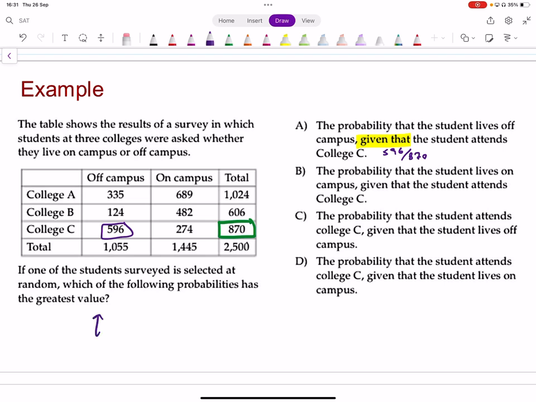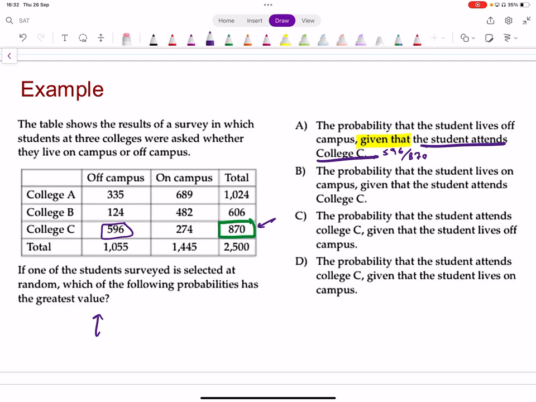Till here we were selecting from 2,500. Yes. But now in the option, they're saying given that the student attends college C, that means we know that person cannot be here. He or she has to be here in these 870 people. So the denominator, the total number of possible outcomes, is now not 2,500, it's 870. That's your denominator. Is that okay?